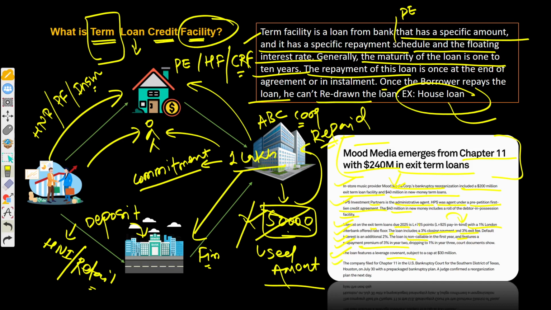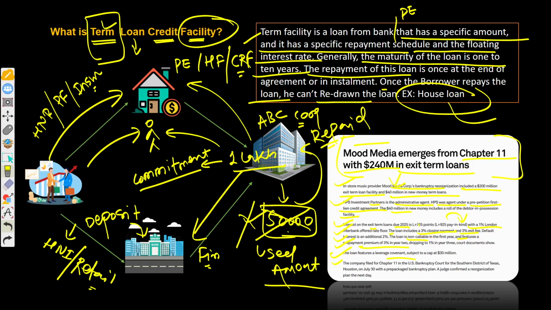All right. And the company filed for Chapter 11, which is bankruptcy, for the Southern District of Texas, Houston, on July 30 with a pre-packaged bankruptcy plan, and a judge confirmed a reorganization plan the next day. What it means is that the institution is looking for a fund. Actually, they are looking for liquid funds or free cash flow, and that's why they applied for a credit facility. Right now, I hope you got the idea about what a term loan is and how credit facilities work.